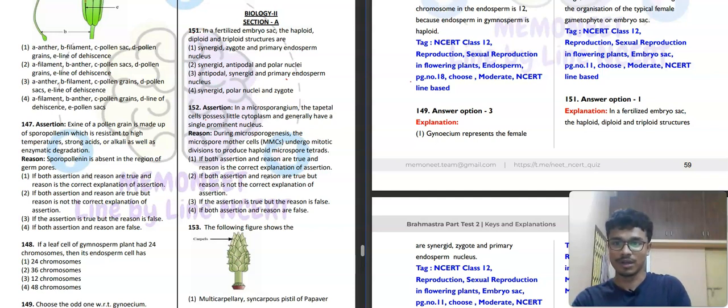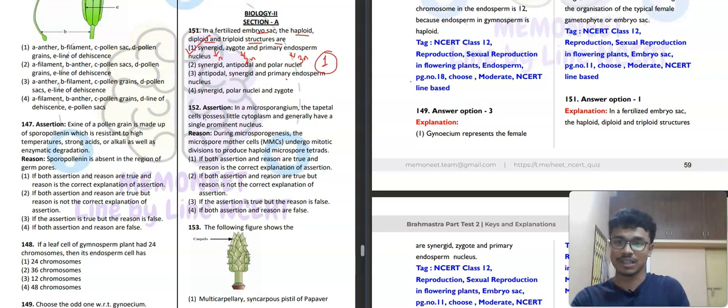Question number 151. It is saying that in a fertilized embryo sac, the haploid, diploid and triploid structures are, and the options given. So we need to find out the structures. So we know that first option, synergid. Synergid is a haploid cell in fertilized embryo sac. Then zygote. We know that zygote is made up of fusion of male and female gametes. So it is diploid. And primary endosperm nucleus is a result of triple fusion. So it is triploid. So first option itself is our correct answer for this question.